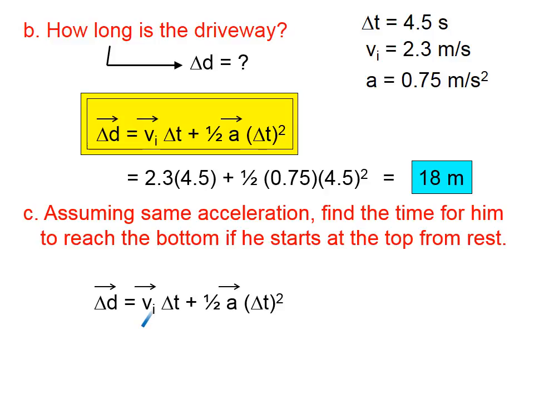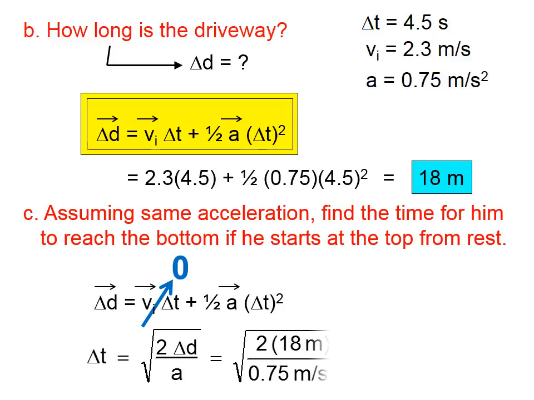Well, if we start with this relation here, the initial velocity this time is 0. So that means that this portion of the equation can essentially be crossed off. We know the acceleration, we're looking for the time, and we know how long the driveway is, 18 meters, because we figured that out in the previous example. So if we solve that expression for time by multiplying both sides by 2, dividing both sides by a, and then taking the square root, make sure you are able to get from this expression down to this one.